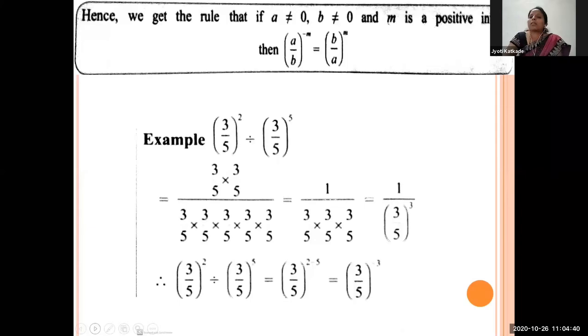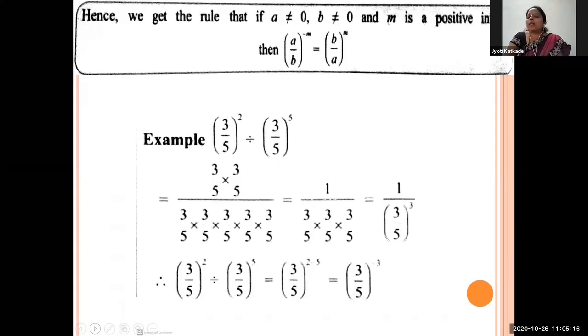Okay. When we take this, there is 1 upon 3 upon 5 bracket raised to 3, which is 3 upon 5 bracket raised to minus 3 when we take it directly. But according to the rule, you can take directly the subtraction of powers, that is 2 minus 5, and we get 3 divided by 5 bracket raised to minus 3.